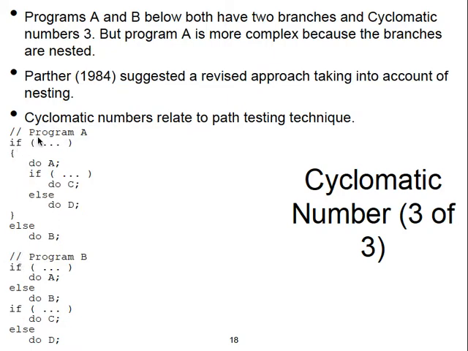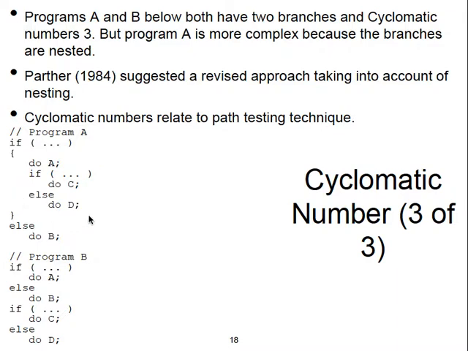This at the top is program A, the bottom is program B. Both of them have cyclomatic number equals 2 plus 1, which is 3. But we may argue that program A is more complex because of the branch nesting. This one does not nest. Okay, so if then else, if then else. But this if then else is nested inside that.